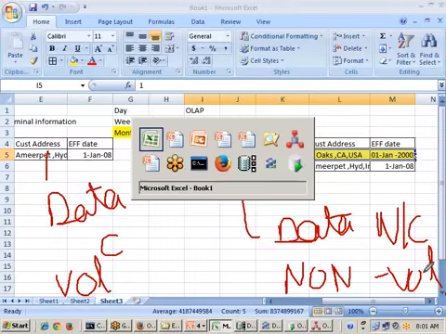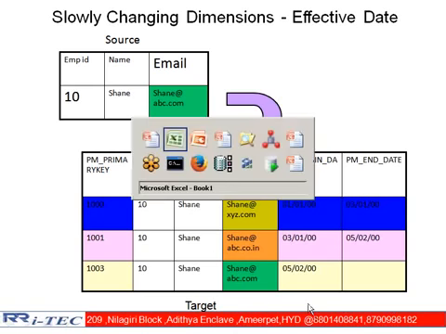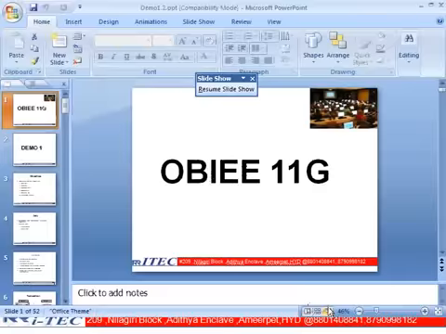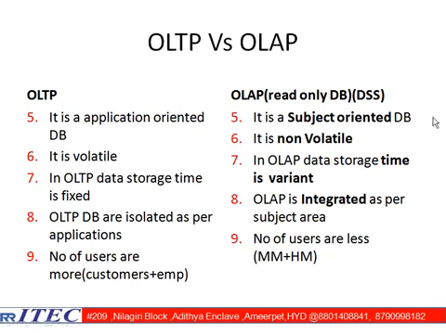Okay, that point is very clear. Let us move on to the next point. Any questions on this point, sir? It is volatile, it is non-volatile. Can I write it like this?